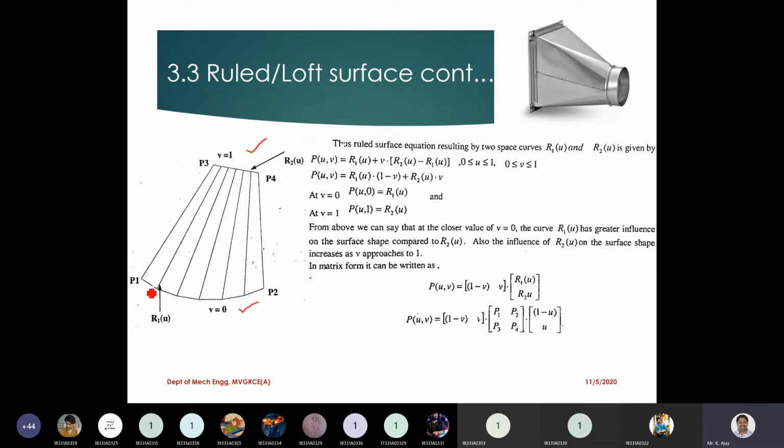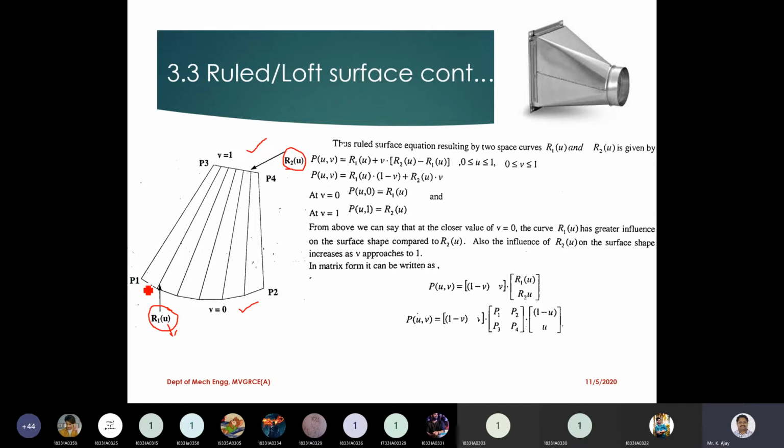Between P1 and P2, there is one curve which is represented by R1 of u. Being a curve, it is simply in terms of u. I hope you are understanding. Similarly, between P3 and P4, you can have another curve which is represented by R2 of u. Both the curves are different, but both are curves only. The equation of this curve may be different from the equation of that curve, but both the curves are using one parameter called u.